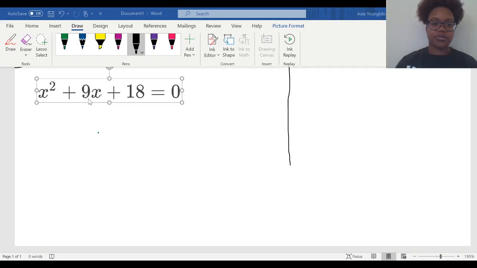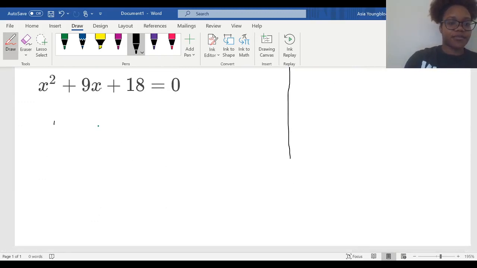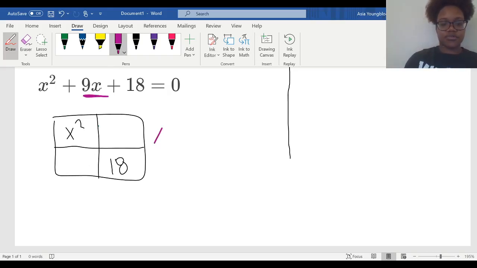All right, next problem, we're going to be solving x squared plus 9x plus 18 equals 0. We're going to start this problem the same way. Draw your boxes. So we have our boxes here to help us factor this expression. So x squared is in the upper left, 18 is in the bottom right, and we need to split up this 9x between these two boxes. So we're looking for two numbers that will add and still equal that 9, but will multiply to get 18. And that comes from the diagonal.